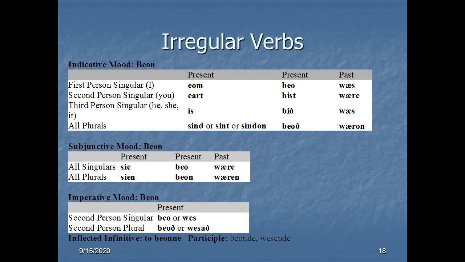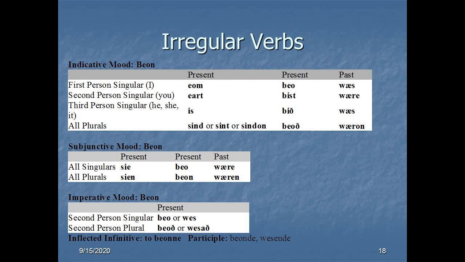Whereas in the past tense, we would say ich was, thu were, he was, we weron. And here you can see the roots of am, are, is, and was and were. So they haven't completely taken on the form that they do in modern English, obviously, but the basics of that irregular verb in modern English are certainly present in the Old English version of it.